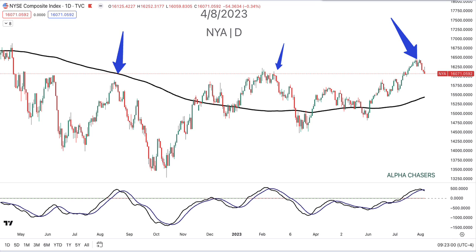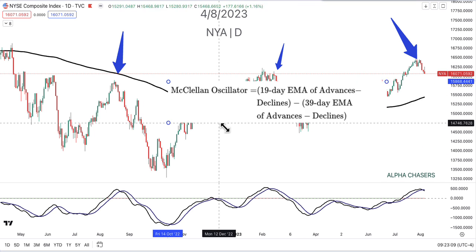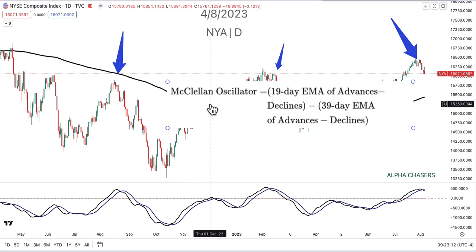Well, the oscillator, we'll start there. The McClellan oscillator is really important for people to get because this is the calculation to that oscillator. Let me drop this in here. So that's the calculation of the oscillator. And let me put it right there. I want you to just understand what you're looking at.